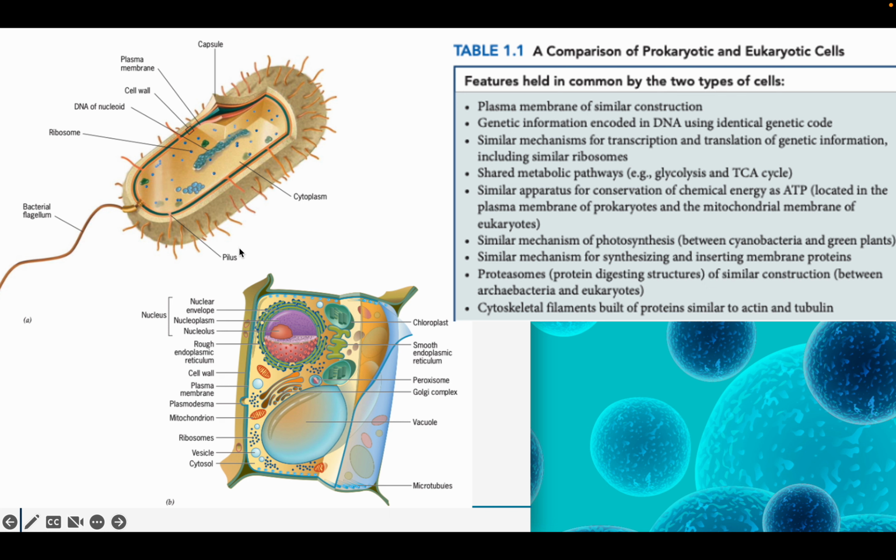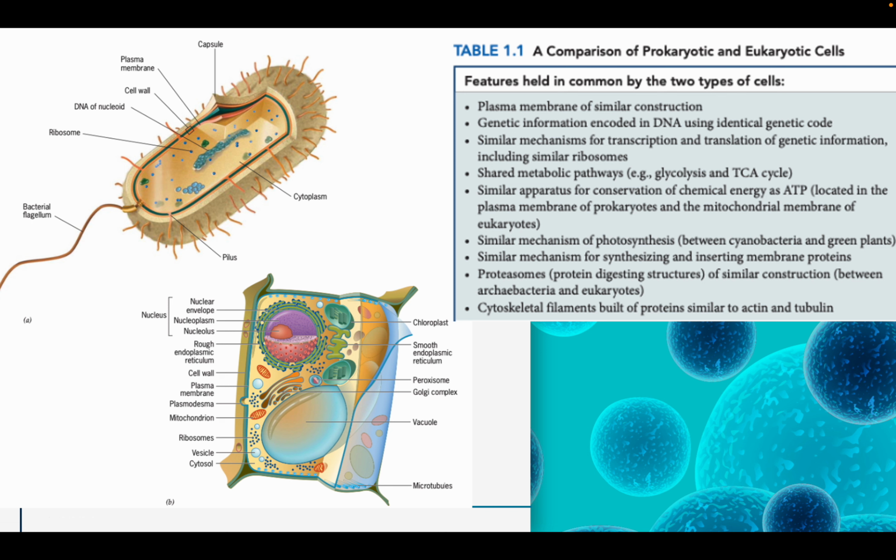Next is the cytoplasm. The cytoplasm of prokaryotic and eukaryotic cells is a gel-like substance that fills the cell and houses various cellular structures, including organelles. Okay, so both prokaryotic and eukaryotic cells have cytoplasm.